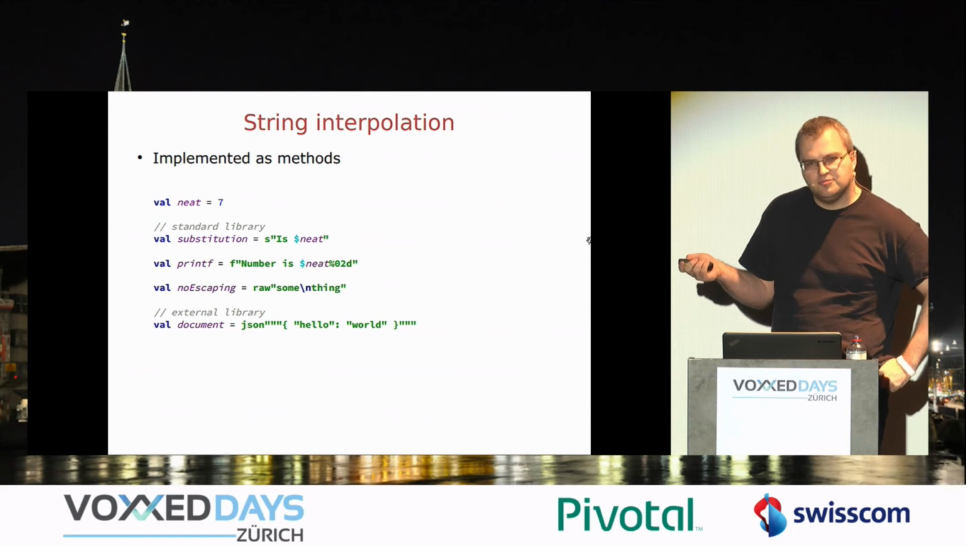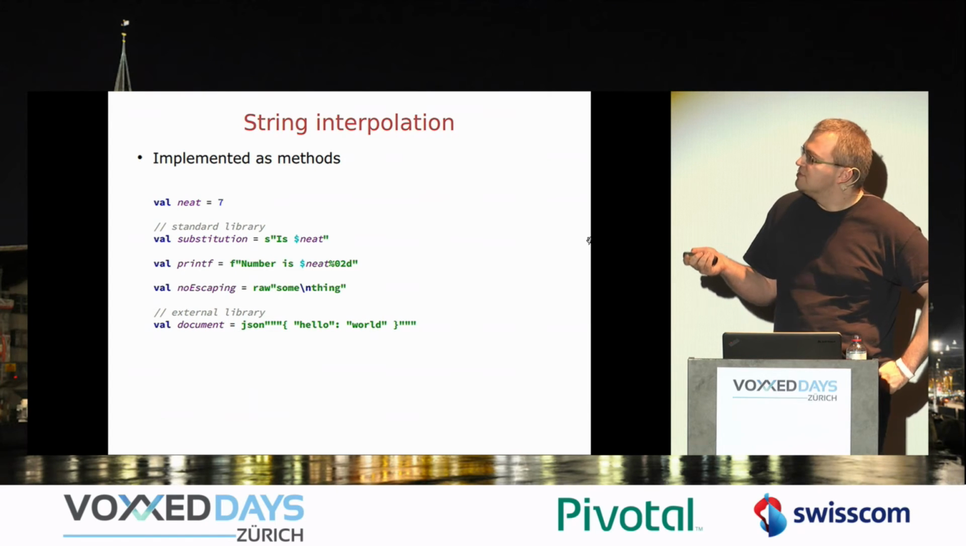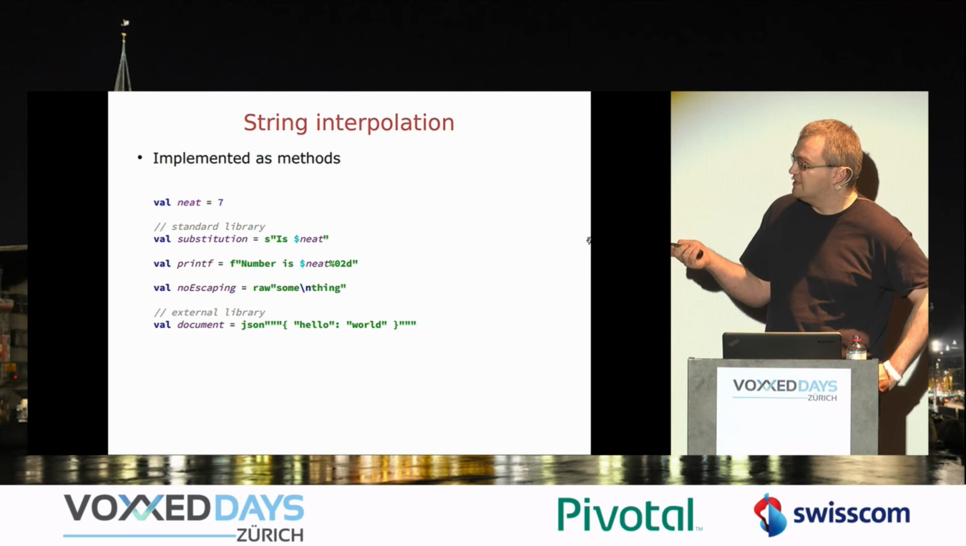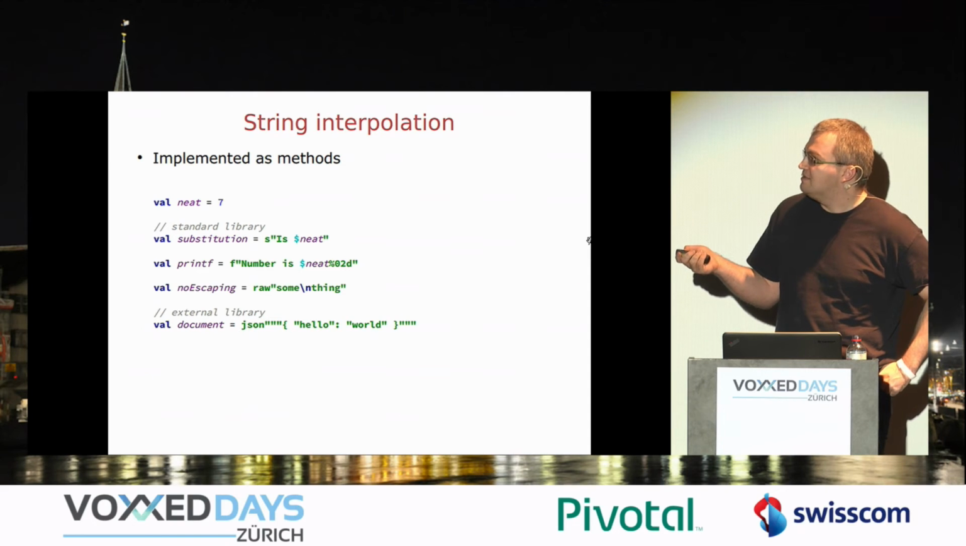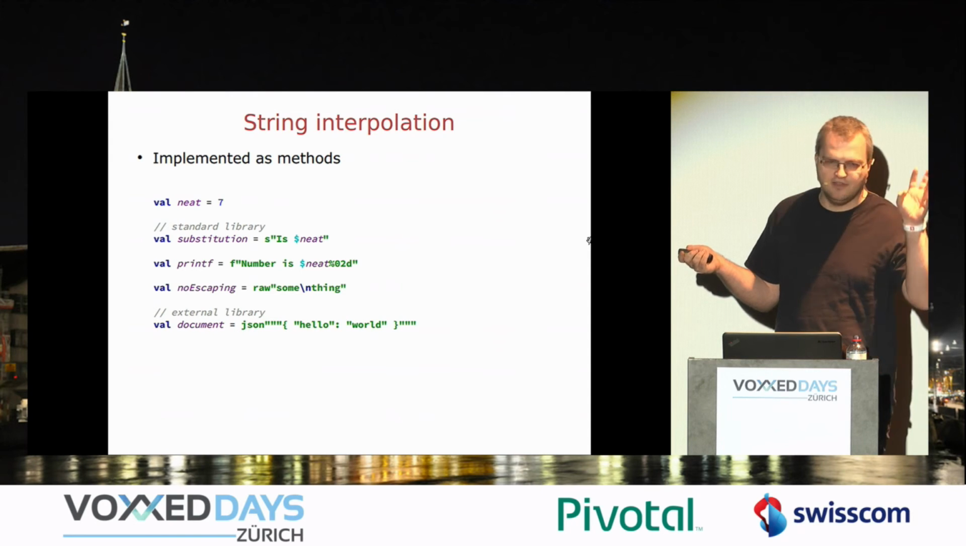Let's start easy. String interpolation, common feature in many languages. You have a string, you want to substitute or insert other strings into strings. This is a very common use case. So you do this with a little S operator, but it's not an operator. So this works, but S is not the only one. This is actually implemented in Scala standard library. This is not a language construct. This is a method. And there is another one called F, which does the printf formatting.